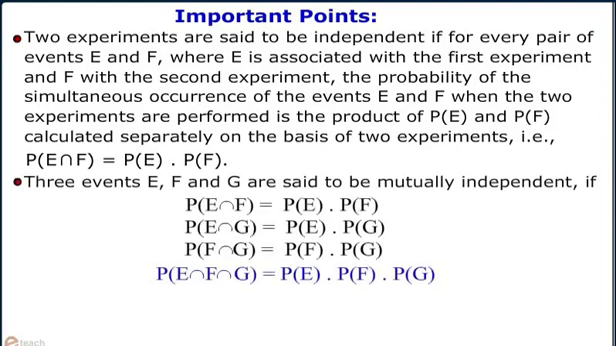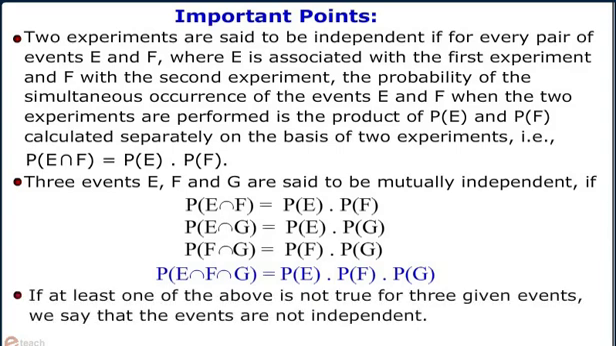Three events E, F, G are said to be mutually independent if probability of E intersection F equals probability of E into probability of F, probability of E intersection G equals probability of E into probability of G, and probability of F intersection G equals probability of F into probability of G. And also probability of E intersection F intersection G equals probability of E into probability of F into probability of G. If at least one of the above is not true for the three given events, we say that the events are not independent.